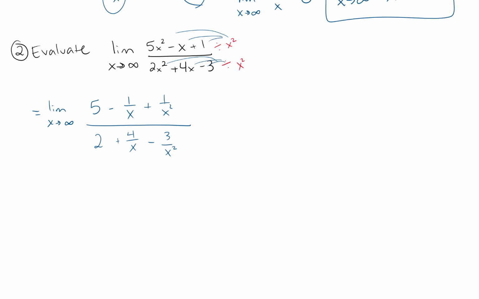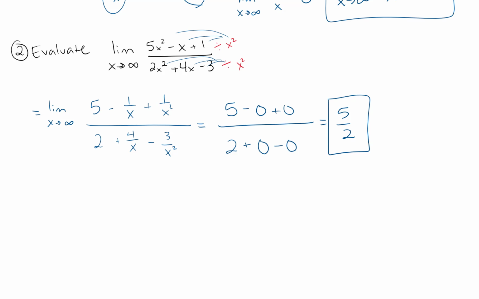So what that means is as I go to evaluate this limit, the 5 has no x's, so it stays. 1 over x approaches 0. 1 over x squared approaches 0. 2 stays. 4 times 1 over x approaches 0. And then the 3 divided by x squared also approaches 0. So overall, my limit here is equal to 5/2.